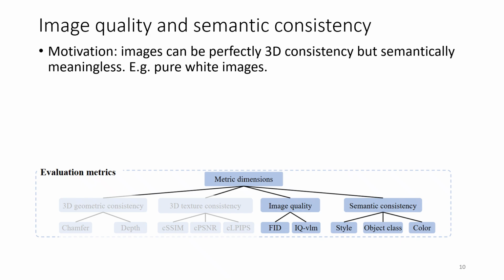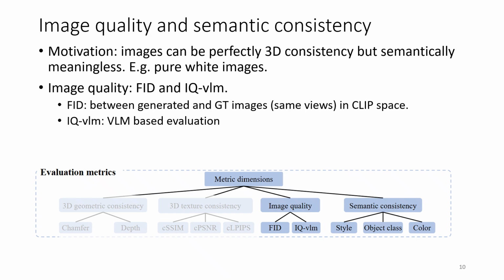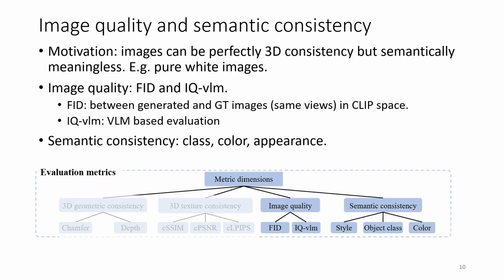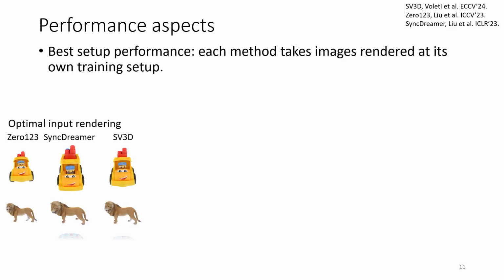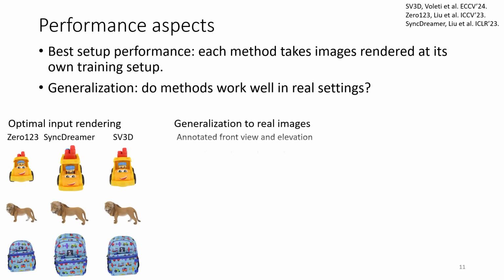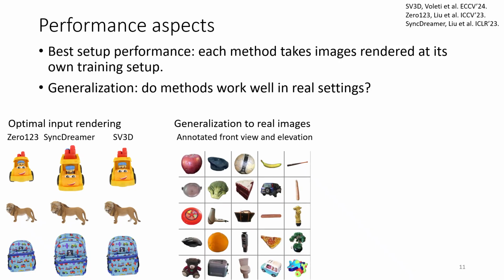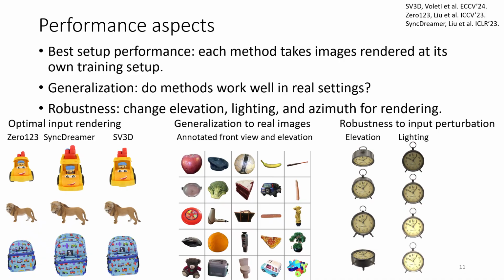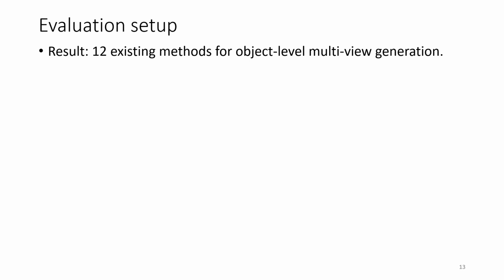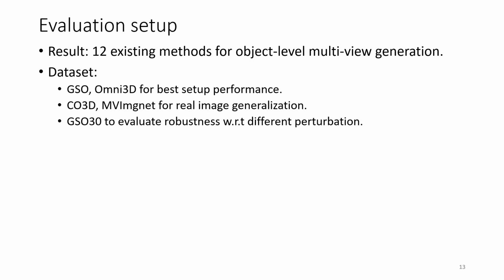We also evaluate the image quality and semantic consistency using large vision language models. We curate datasets to evaluate 3 performance aspects. First, the setup performance. Second, generalization to real images. And third, robustness to different elevations, light intensity, and zoom angle changes. We evaluate 12 state-of-the-art methods on different synthetic and real image datasets.